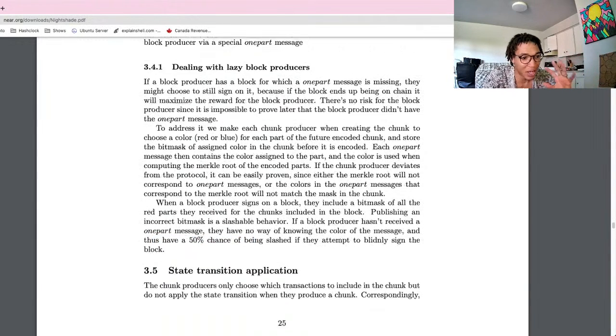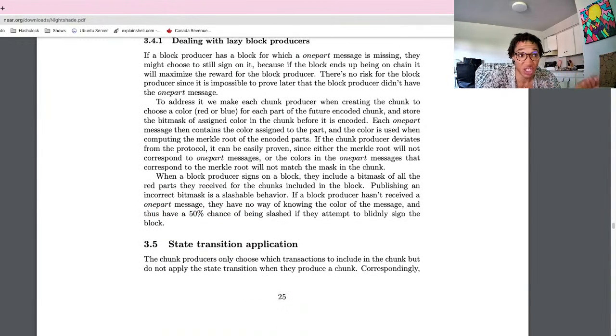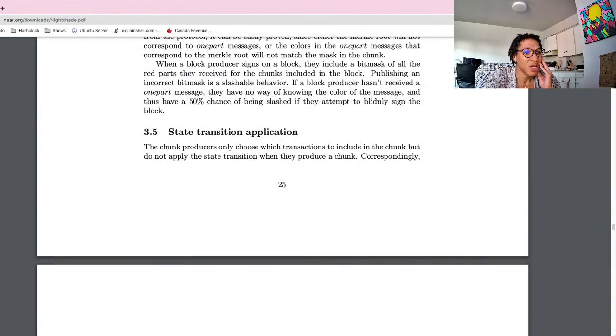But red or blue is just fine, and maybe zeros caused issues in the math, and they wanted both of them to be numbers instead of having a 0. And I understand completely because math is annoying. But again, these are the kind of things I'd like to read, like why red or blue, and all that kind of stuff. But anyways, 3.5 state transition application.